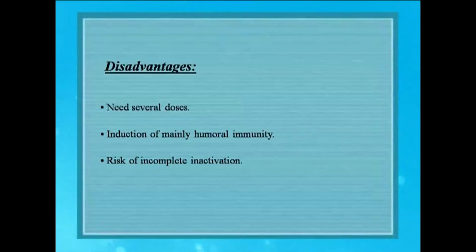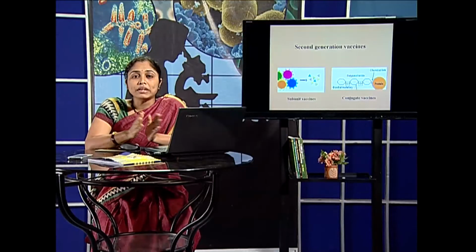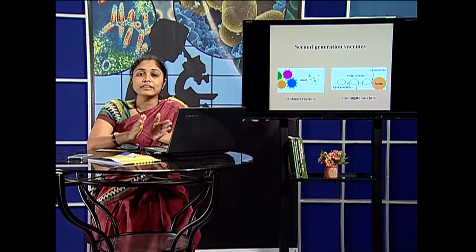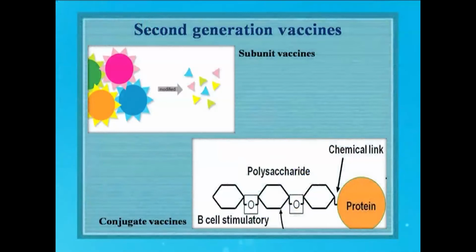And if killing is not proper, some of the viruses remain alive, then it may cause the disease. To minimize these disadvantages, second generation vaccines came into the market where instead of whole organisms, only part of it is used, like toxins produced from an organism or glycoproteins present on the bacterial or viral surface or polysaccharides present in the bacterial capsule can be used as a vaccinating agent.